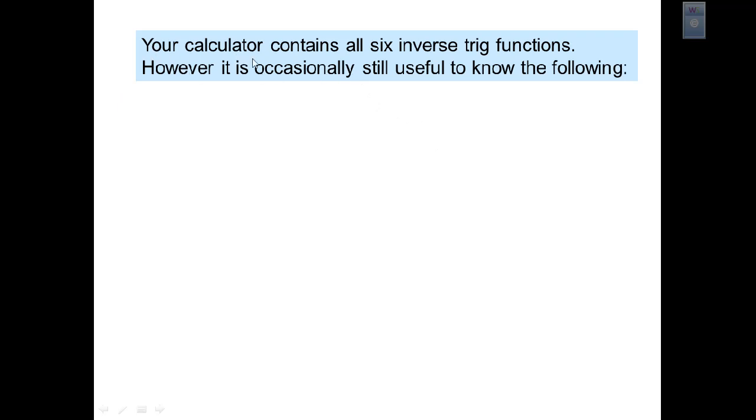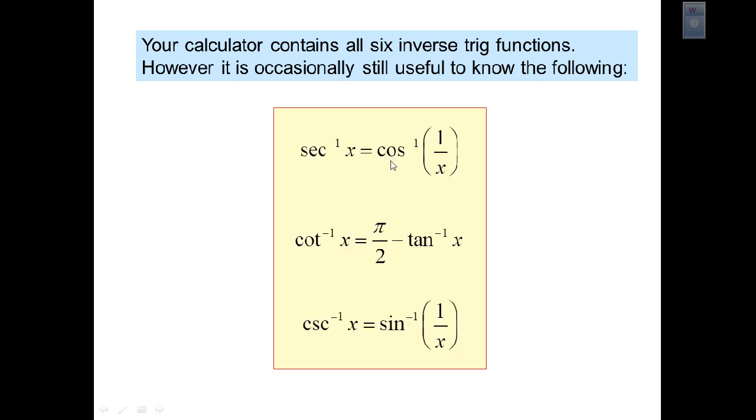All right, now your calculator contains all 6 inverse trig functions. However, it is occasionally still useful to know the following: the inverse secant of x is the inverse cosine of 1 over x. Guys, don't worry about these. Don't worry about writing those down or anything. I can't think of a time when I've actually used those on any of the AP material. And if you have to use something like that, they'll typically give it to you.